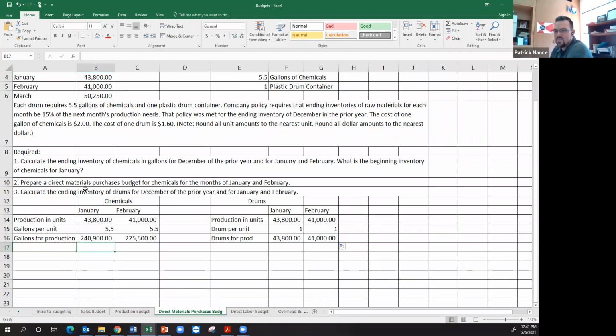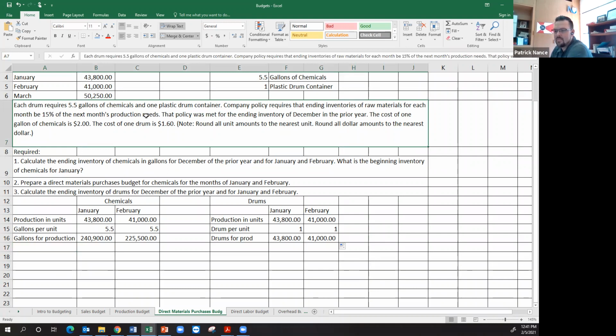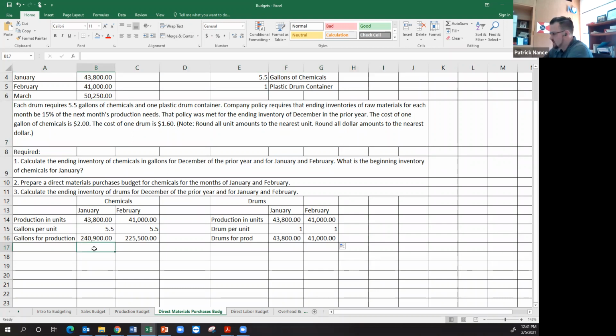So desired ending inventory, their rule is 15% of next month's production needs. So 15% of next month's production needs would be my desired ending inventory. I'm going to take 0.15 times 225,500. And then this is my desired ending inventory.